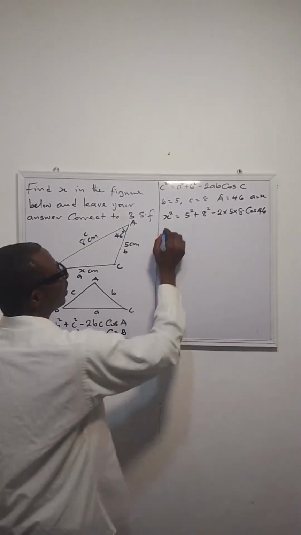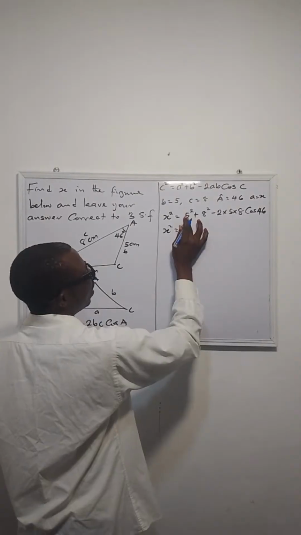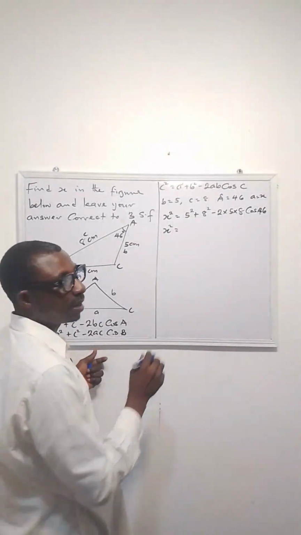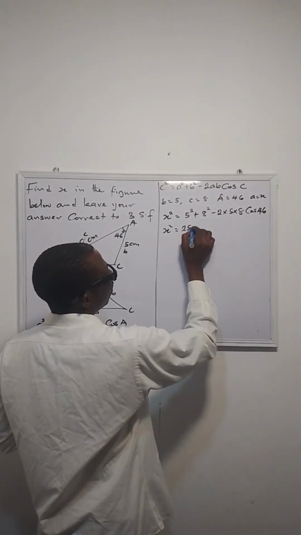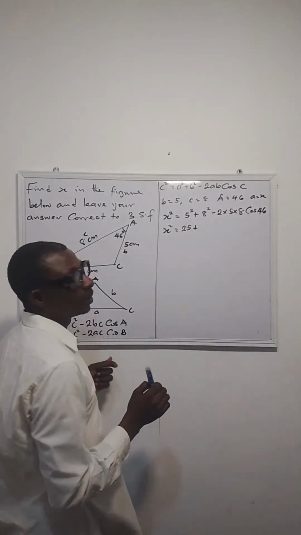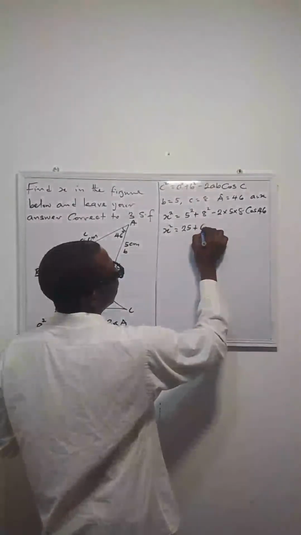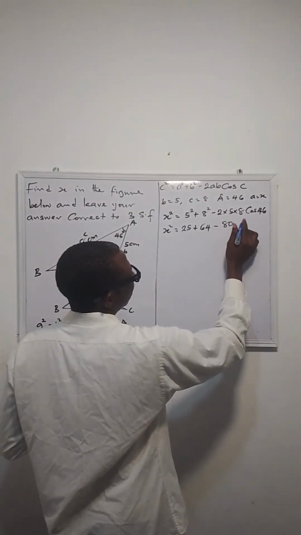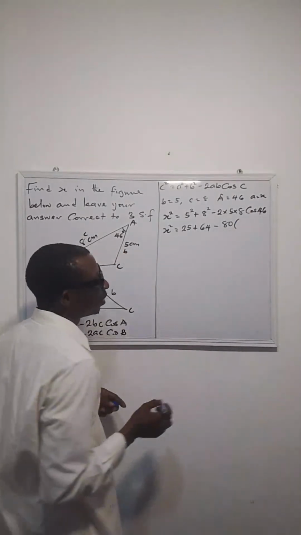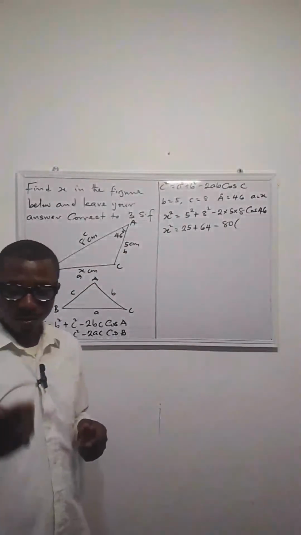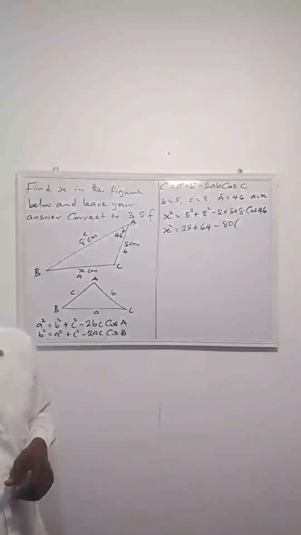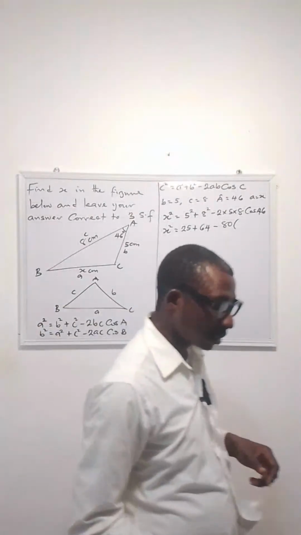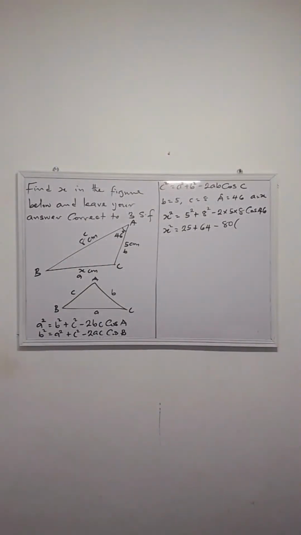All right, so let's see. So we have x squared equals, now when you square 5, what do you have? You have 25. When you square 8, you have 64. And then when you multiply this, you have 80. And then you find cos 46. Can you tell me what is cos 46? Now drop your answer in the comment section. Let me see what you have.